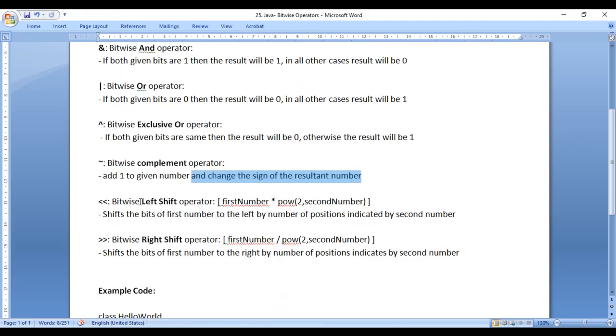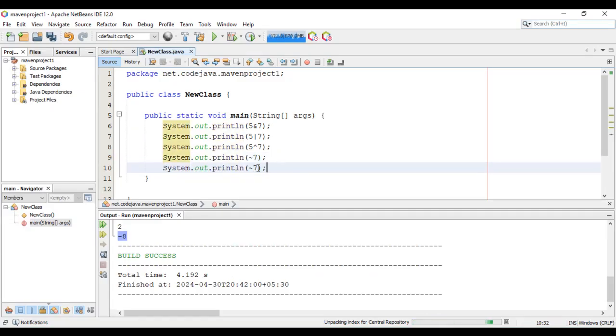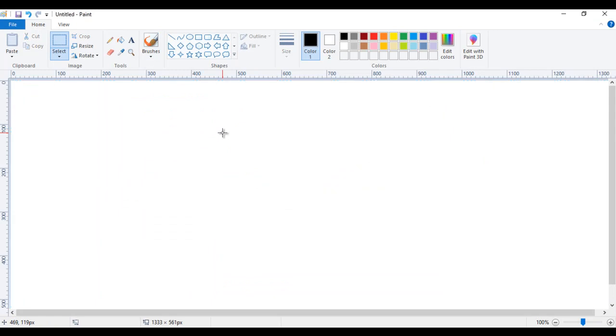Next we have the bitwise left shift operator. What does the bitwise left shift operator say? Take the first number multiplied by 2 to the power of the second number. Let's understand with an example. I'm going to copy this and paste it down. I say here 1 left shift by 4 positions. What output do we get?